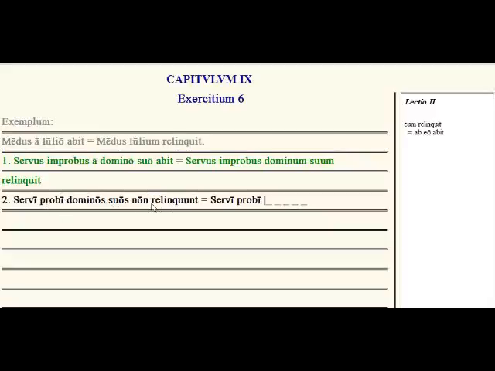Servi probi dominos suos non relinquunt. Good slaves don't leave their masters. And so we have servi probi, and now we have to say they don't go away from their masters. So ab suis dominis non abeunt. Okay, so go ahead and try the rest of those, and let's try exercise number 7.